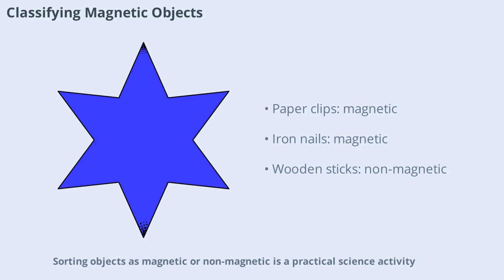Sorting objects as magnetic or non-magnetic is a practical science activity. Items like paper clips and iron nails are magnetic, while wooden sticks are not. Practicing this classification helps you understand the properties of materials and prepares you for both experiments and exam questions. Test different objects and record your observations to reinforce your knowledge.